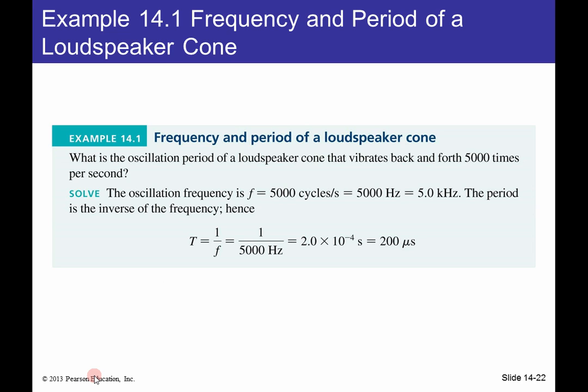So let's calculate the frequency of a loudspeaker. The speaker vibrates back and forth 5,000 times per second. The frequency of the oscillation then is 5,000 cycles per second, or 5,000 hertz, or 5 kilohertz. The period is the inverse of that frequency. And remember, it's the time that it takes to go back and forth to the same point, right? So it's 1 over the frequency, 1 over 5,000 hertz, which gives you 200 microseconds.